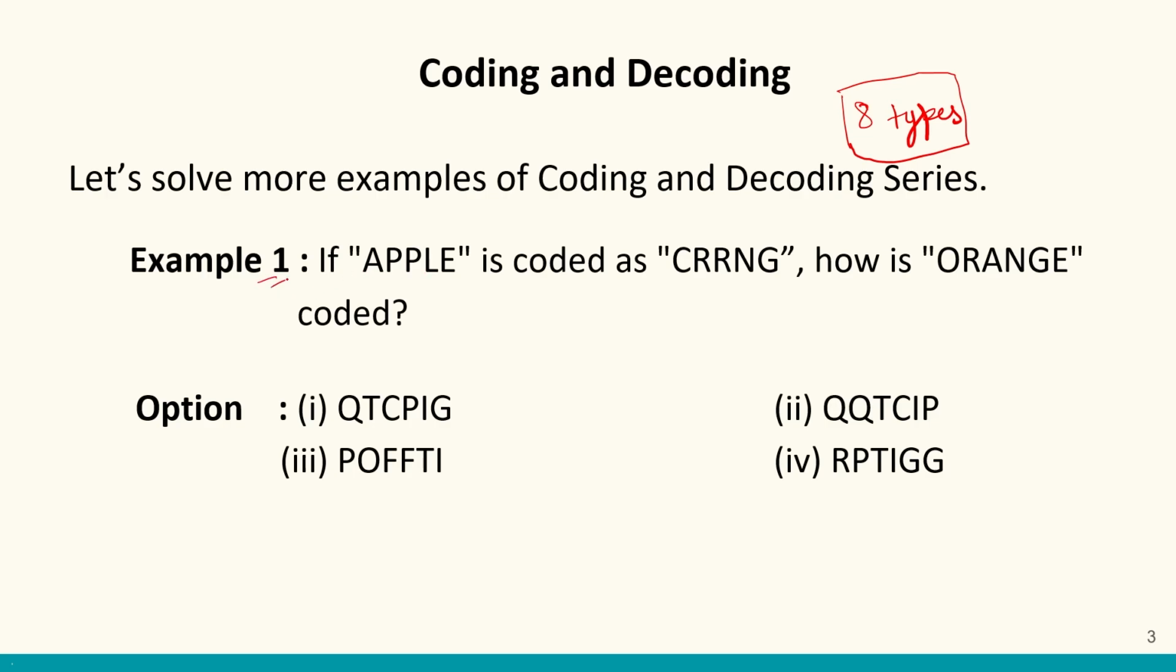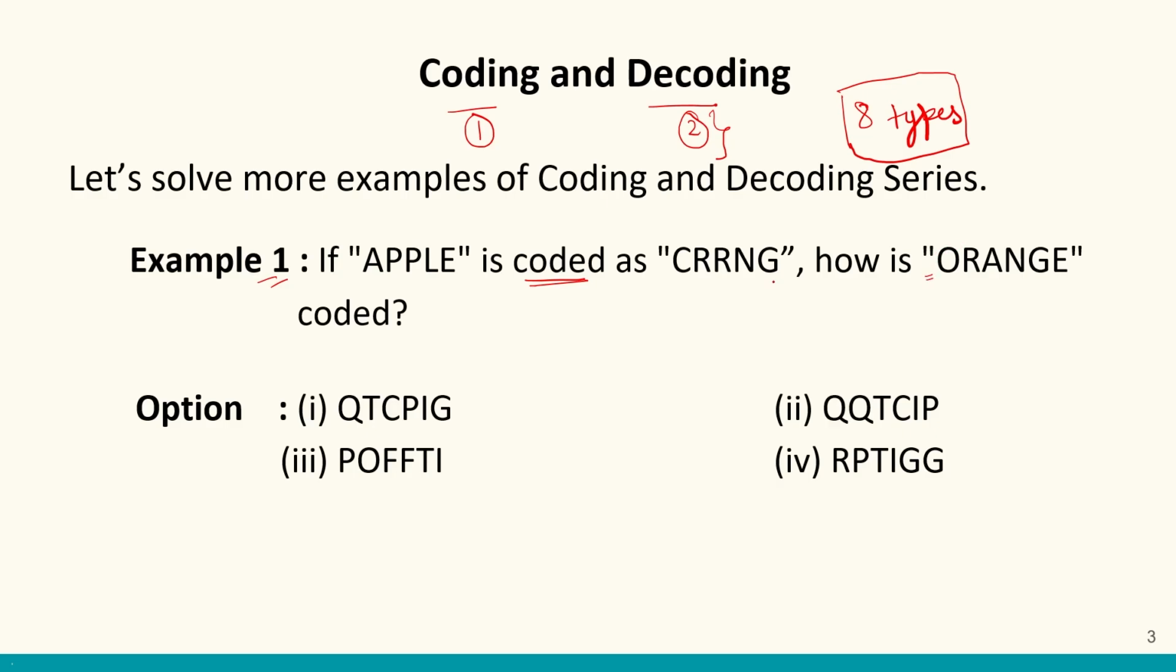This is your example number 1. If apple is coded as CRRNG, then how is orange coded in this particular pattern? I told you that for coding and decoding, we have two steps to follow. First is coding, and second is decoding. Coding is already done for us in this example. We are already given a code. Now we have to do the second step, that is, identify the pattern and then code this word in a similar manner.